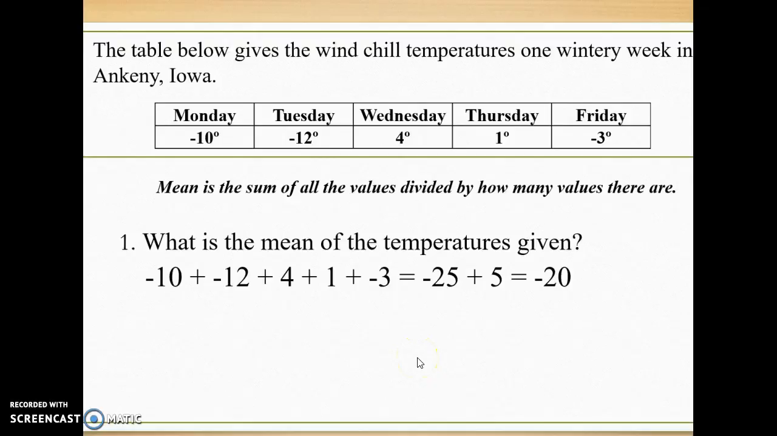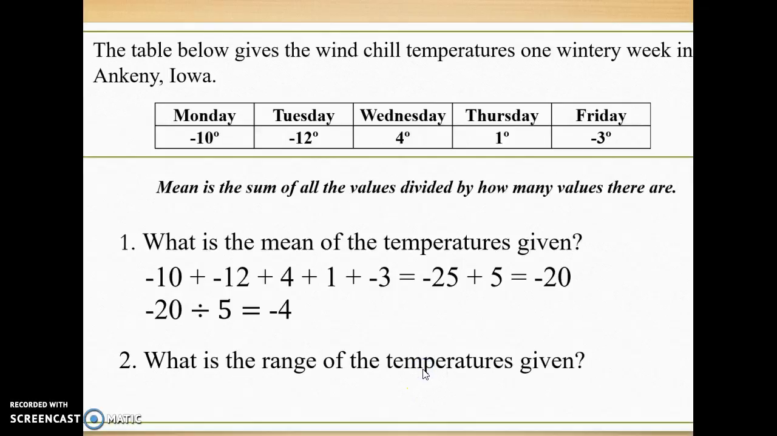Now, when I have the sum of all my temperatures, I will take -20 and divide by how many temperatures I recorded, which is 5. -20 divided by 5 is -4. So the mean temperature for that week was -4 degrees.